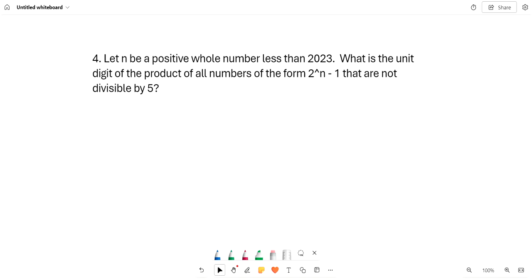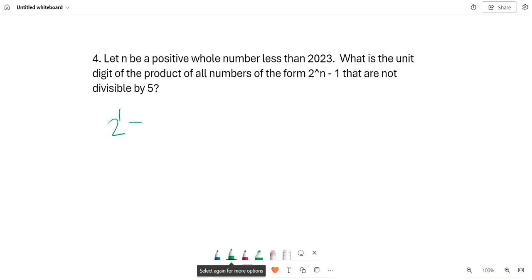So this is the week 66 quiz, and number 4 says, let n be a positive whole number less than 2023. What is the unit digit of the product of all numbers of the form 2 to the n minus 1 that are not divisible by 5? So we'll start by listing out some of the units digits.